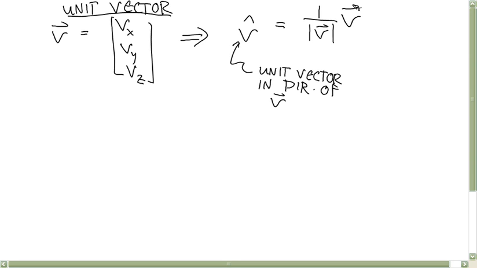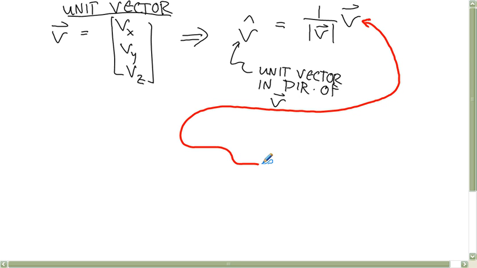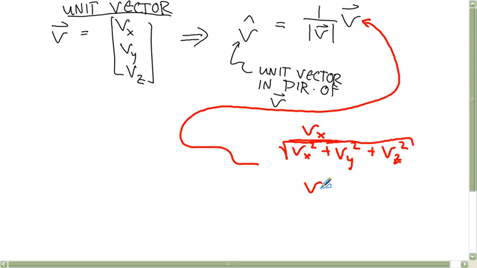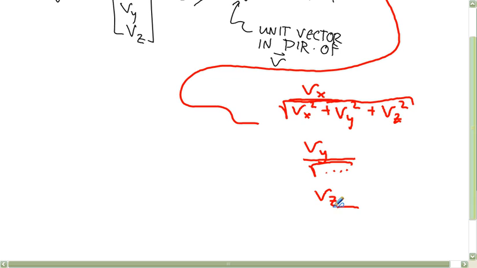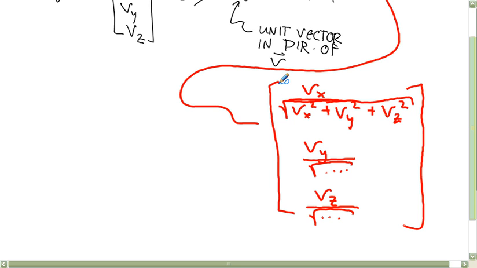Okay, so you can rewrite that as vx over the square root of vx squared plus vy squared plus vz squared, that's the first component, vy over that same square root, and then vz over that same square root. And that's your vector.